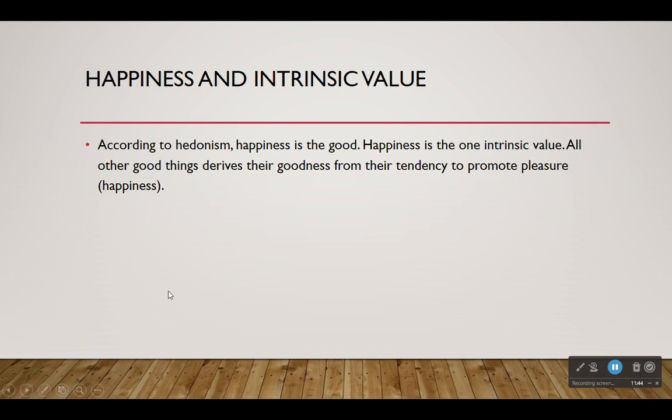According to hedonism, happiness is the good. That is to say, happiness is the source of all value. Happiness is the one intrinsic value. Now, that's an interesting philosophical question. Is there only one intrinsic value, or is there more than one intrinsic value? There's no simple answer to that question.